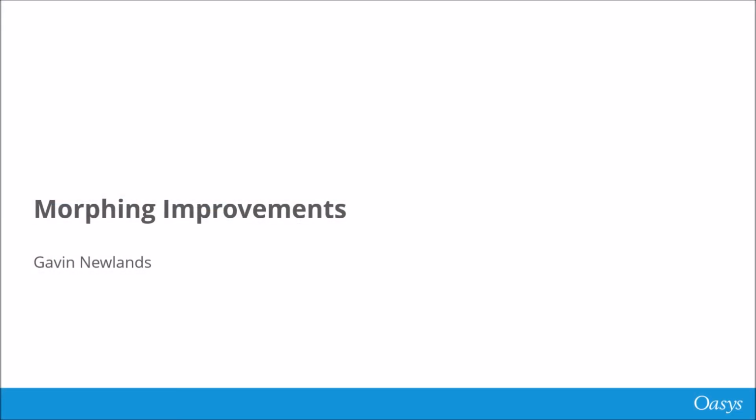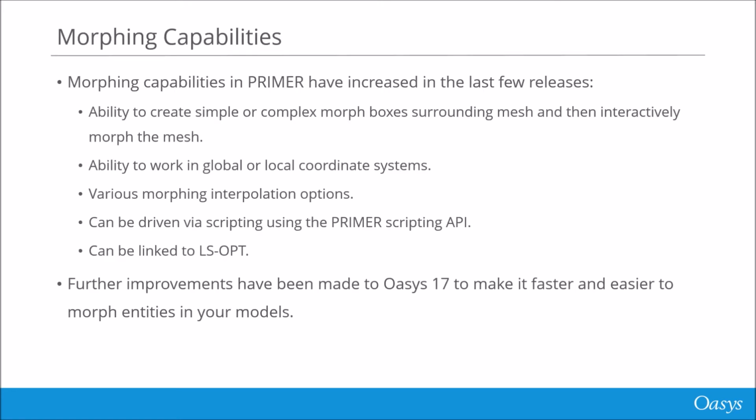And now I'm going to talk about some of the morphing improvements you'll see in Oasys 17. So morphing capabilities in Primer have increased in the last few releases. We have the ability to create simple or complex morph boxes surrounding mesh and then interactively morph the mesh inside those boxes. The ability to work in global or local coordinate systems. Various morphing interpolation options. It can be driven via scripting using the Primer JavaScript API and can also be linked to LS-Opt. Now further improvements have been made to Oasys 17 to make it faster and easier to morph entities in your models.